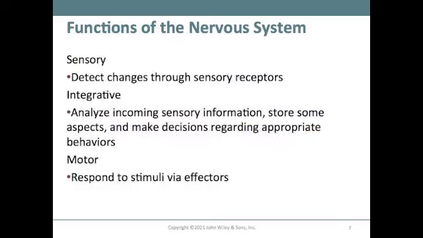The functions of the nervous system. This is still on page 420. Sensory: we detect changes through sensory receptors. Integrative: we analyze incoming sensory information, store some aspects, and make decisions regarding appropriate behaviors. And then motor, which is to respond to stimuli via effectors. And I'll define effectors as the lecture goes on.